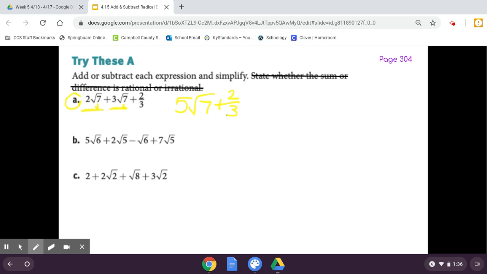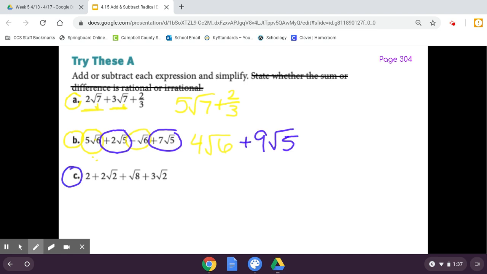All right, so for part B here, we have a 6 underneath the radical, and we have a negative square root of 6 here. So when those are like terms, we can combine those because they both have a 6 underneath the radical. 5 minus 1 is 4 square root of 6. And then we also have some more like terms. We have the square root of 5 and square root of 5 with a 2 and a 7 in front. So we can just add those together, giving us a total of 9 square roots of 5. And that's your answer. So again, pretty simple.